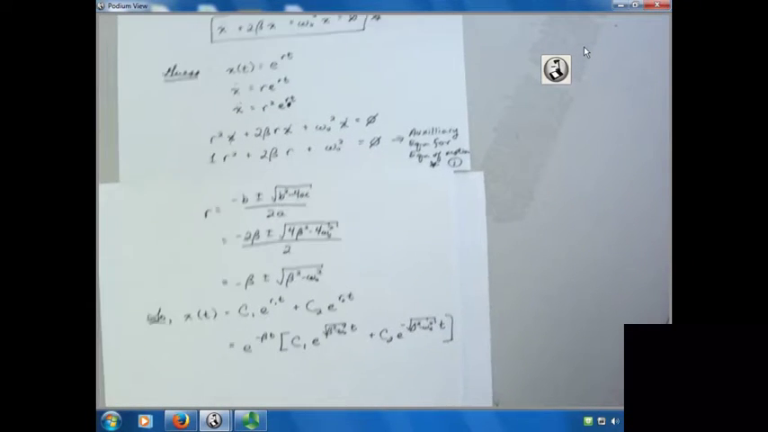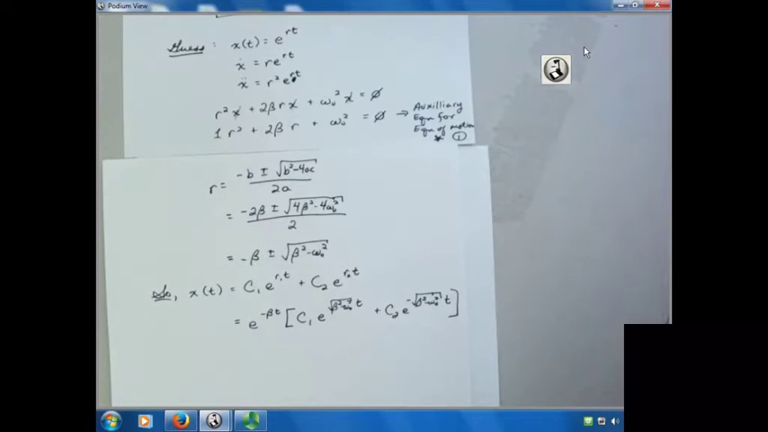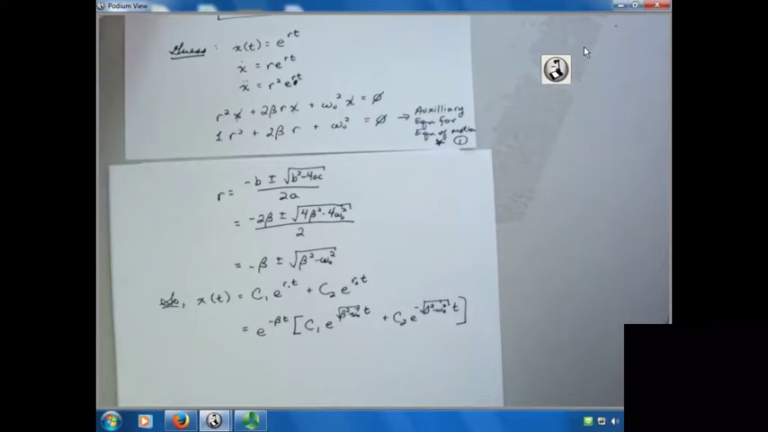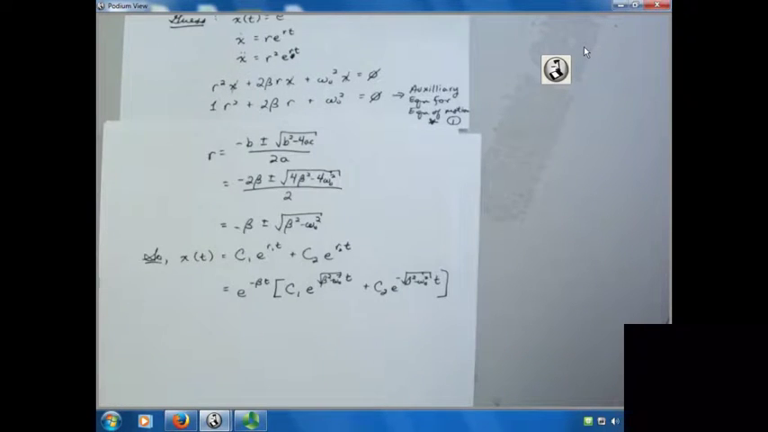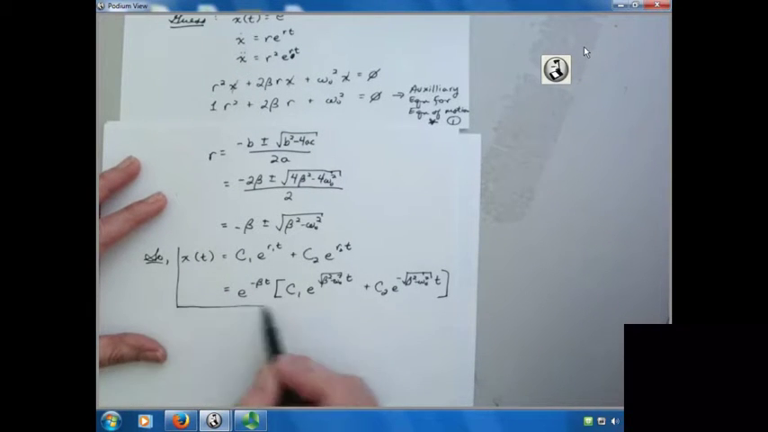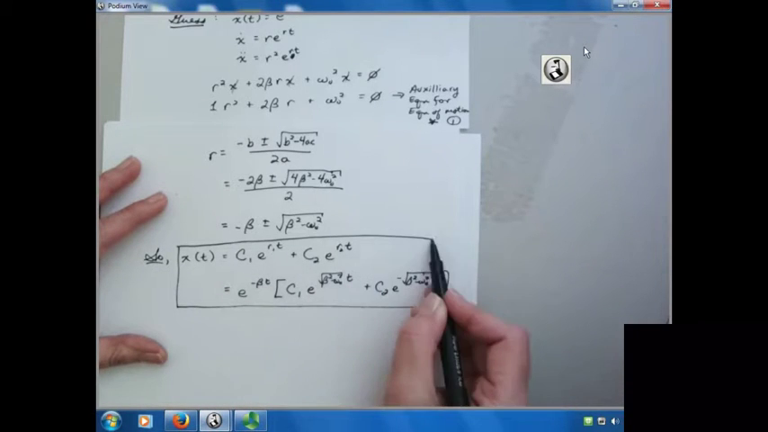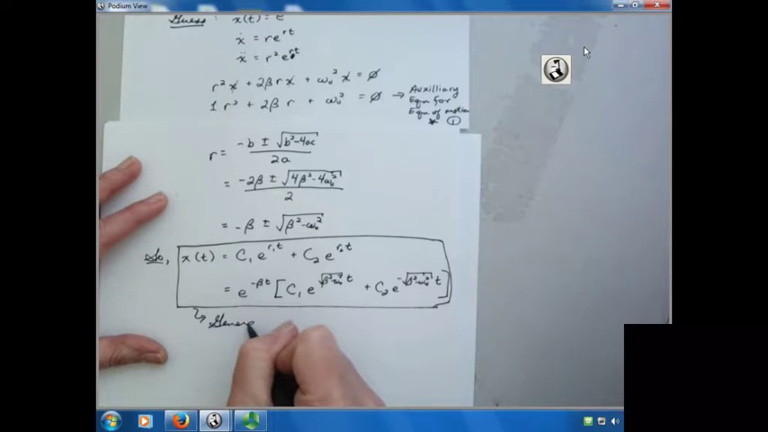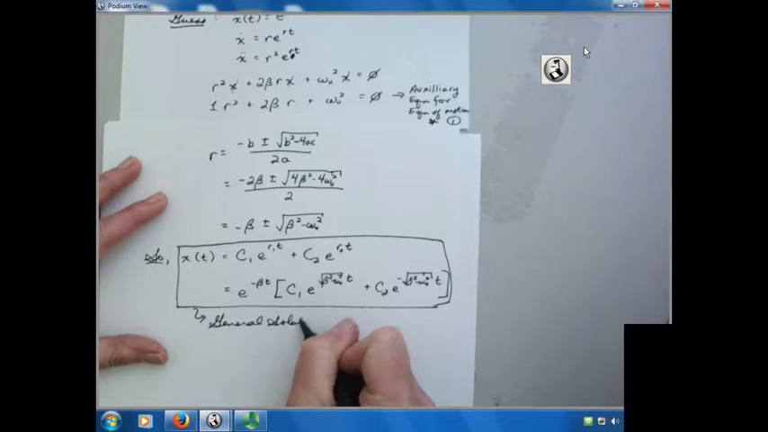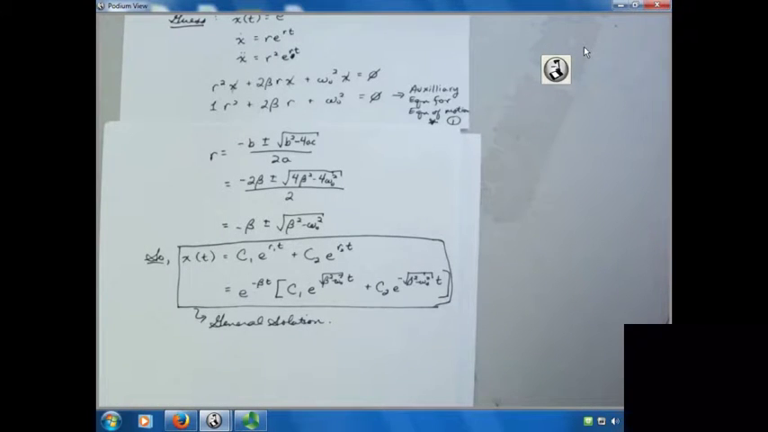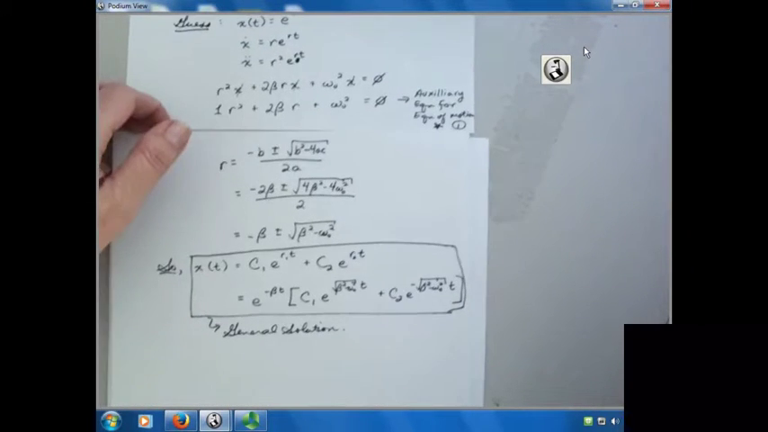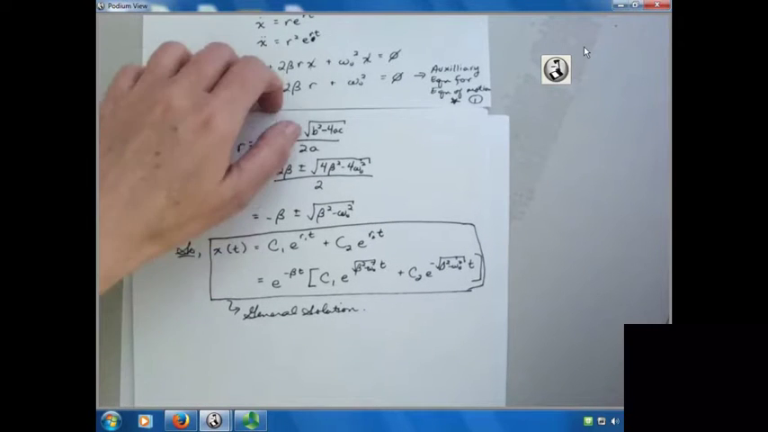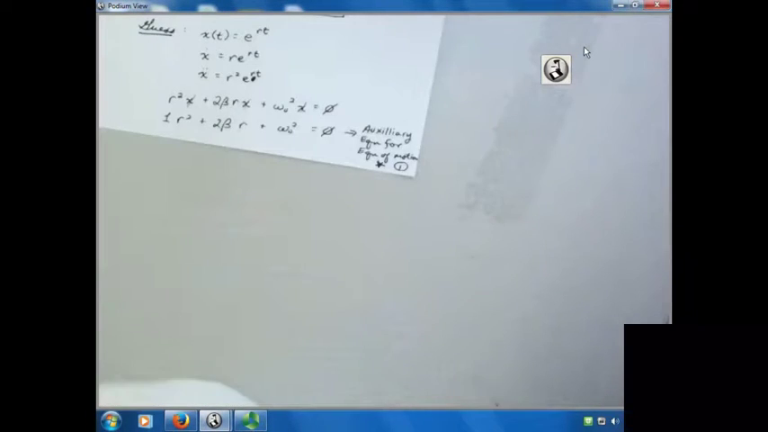All right? Okay. So that is basically going to be the solution. And then I'm going to analyze how the solution looks under different conditions. But this is our general solution. Okay. So let's consider the solution in all the different physical situations that we might imagine.